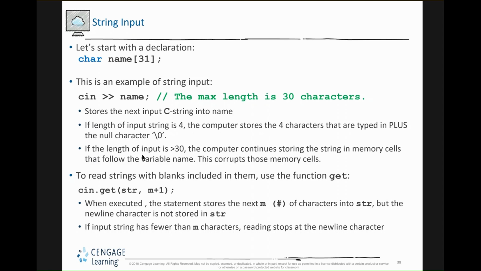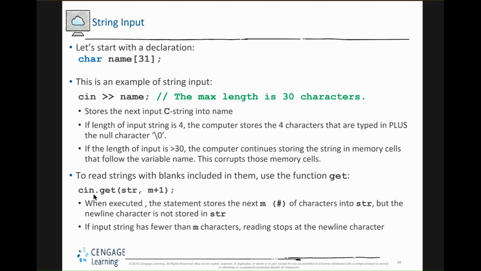If the length of input is greater than 30, more than it can hold, the computer will continue storing the string in memory cells that follow the variable name. In other words, it could corrupt memory cells outside of name. So it would bump over and start putting information in another variable's memory location. That could cause all kinds of funny things to happen to your program. To read strings with blanks included in them, you have to use the get function. It's similar to what you've already learned, only we're talking about reading in strings.